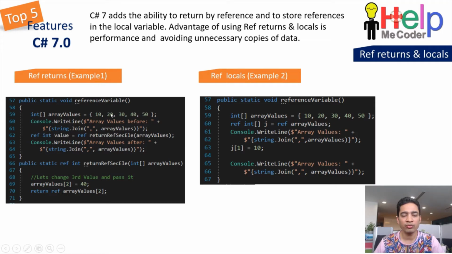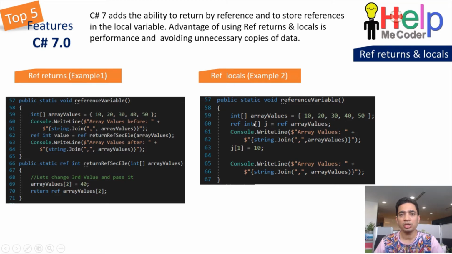Also, when we return a reference, we can only access the returned value through ref local variables, which is the case here. This is an array value, and we are storing this array value's reference into a ref local variable.